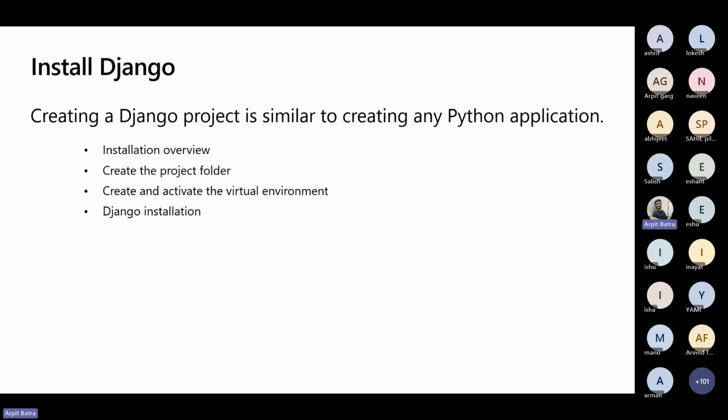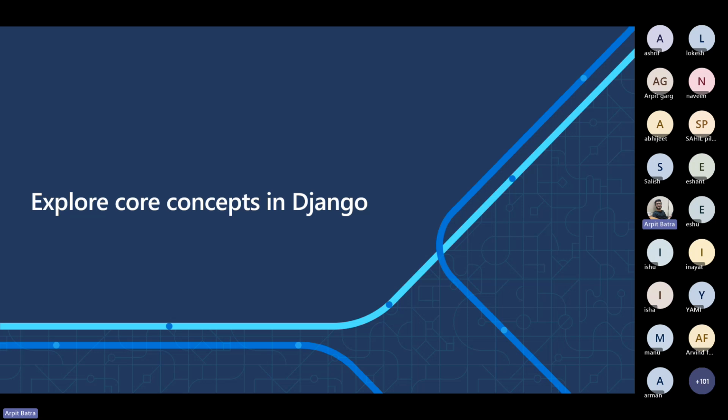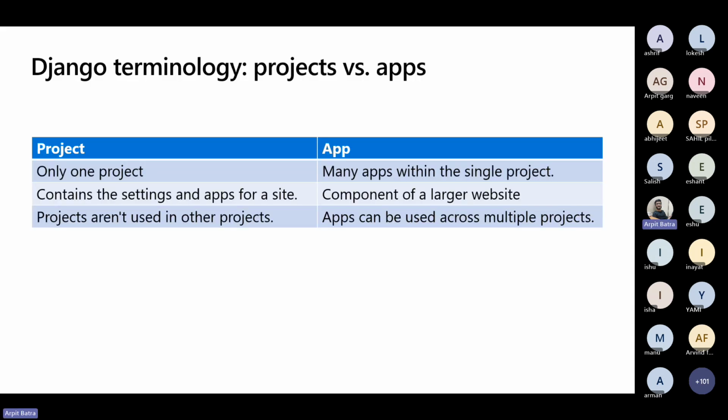Now we go for exploring the core concepts in Django. Django terminology: it has a comparison between project versus app. First we have the project and app difference. In the project, we have only one project. It contains settings and apps for a site. And the third one is projects are not used in other projects.